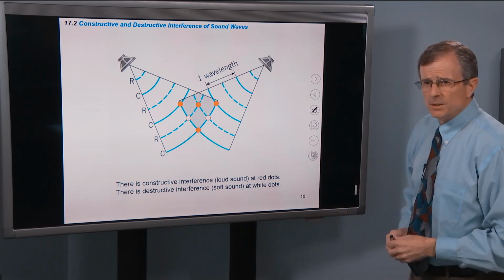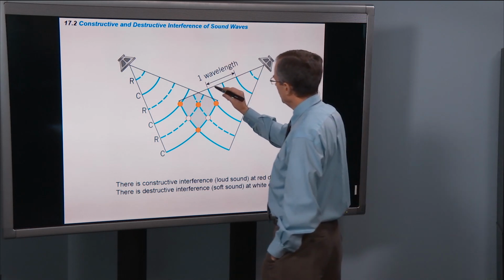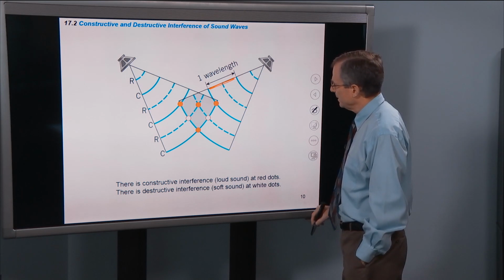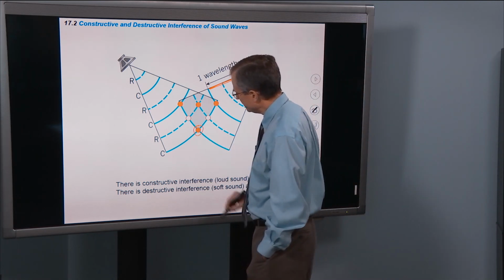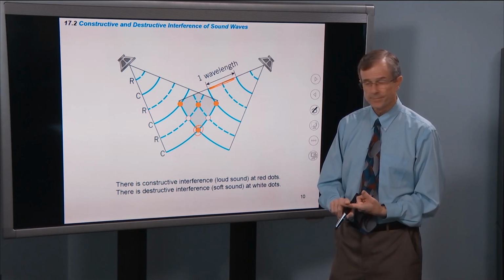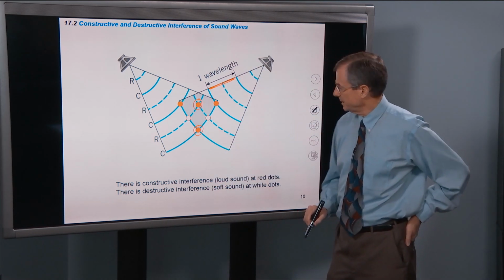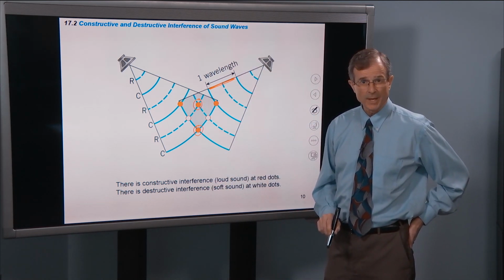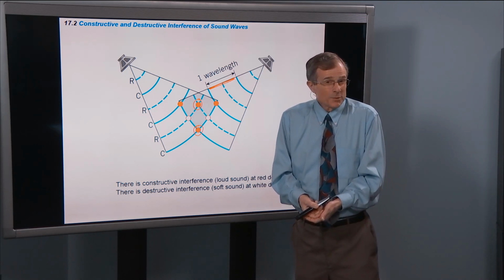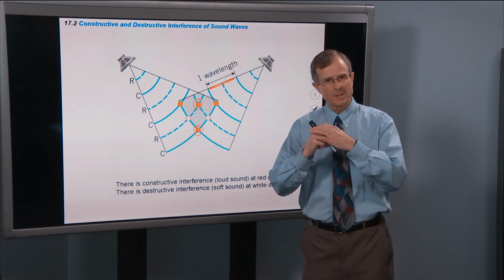So looking at this diagram, if this is one wavelength, crest-to-crest difference is one wavelength, as before, then we're going to get constructive interference here, because we've got two crests that are overlapping each other. We're also going to get constructive interference here, where two troughs overlap. Remembering that if two troughs are overlapping now, then half a cycle later, there'll be two crests there that will overlap.